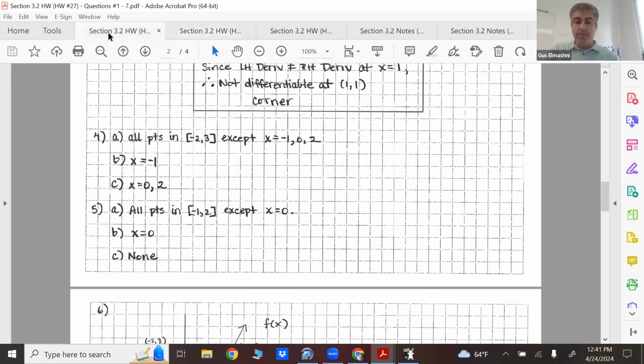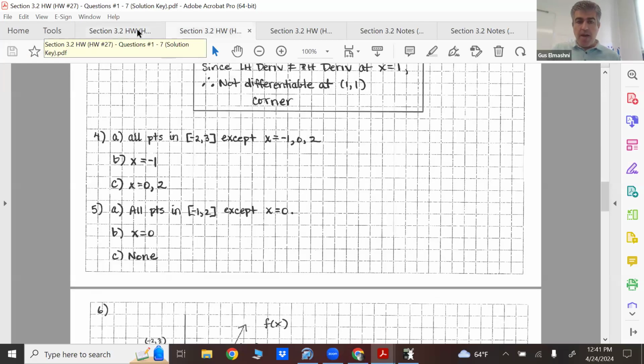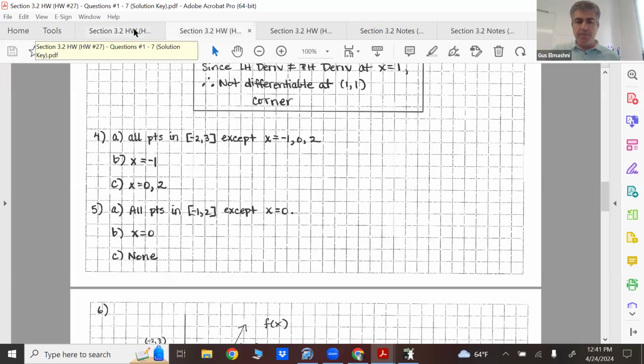Sorry, you're not differentiable at discontinuities and at corners. So -1, 0, and 2 are pretty obvious that you're not differentiable. You're definitely continuous at -1, but not differentiable there because that's a corner. And then for C, neither, that's at 0 and 2, right? So that's pretty easy.